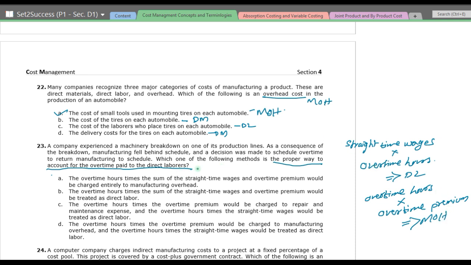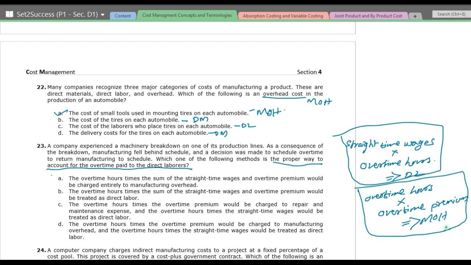So the overtime paid to direct laborer will be split between direct labor and manufacturing overhead. How will it be split? Straight time wages times overtime hours will be direct labor, and overtime hours times overtime premium is MOH. The option that says the overtime hours times the sum of straight time wages and overtime premium would be charged entirely to manufacturing overhead is wrong. No, we split it between direct labor and MOH, not only charged to manufacturing overhead. The option that says it would be treated entirely as direct labor is also wrong. No, we split between direct labor and MOH.